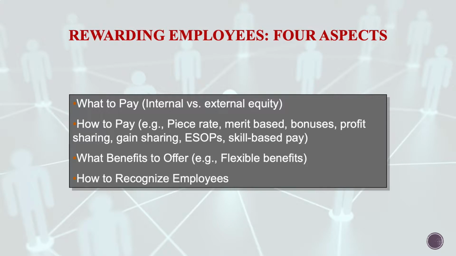And then rewarding employees. Four aspects of employee rewards are what to pay, internal versus external equity, and then how to pay, for example piece rate, merit based bonuses, profit sharing, gain sharing, employee stock options, skill based pay. These are all the things which can come under the how to pay option. And then what benefits to offer, for example flexible work schedule benefits, and then how to recognize employees, some kind of awards and rewards they may be expecting. So these are the four aspects of thinking about rewarding the employees.